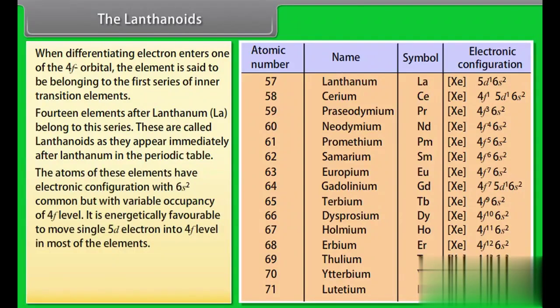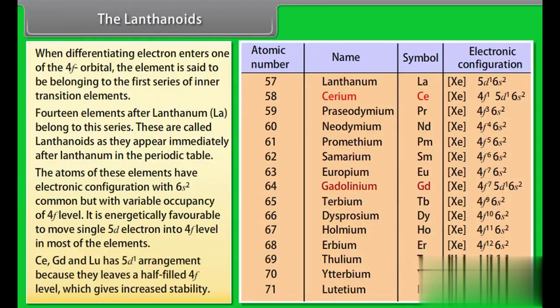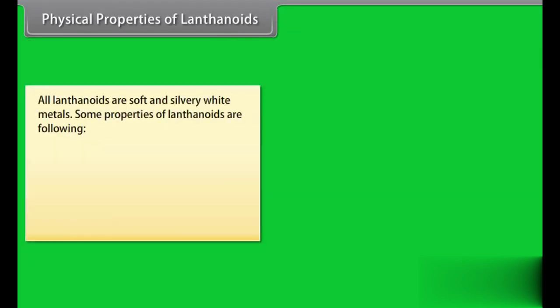The atoms of these elements have electronic configuration with 6s2 common but with variable occupancy of 4f level. It is energetically favorable to move single 5d electron into 4f level in most of the elements. Cerium, gadolinium and lutetium have 5d1 arrangement because they leave a half-filled 4f level, which gives increased stability. Physical properties of lanthanoids. All lanthanoids are soft and silvery white metals.